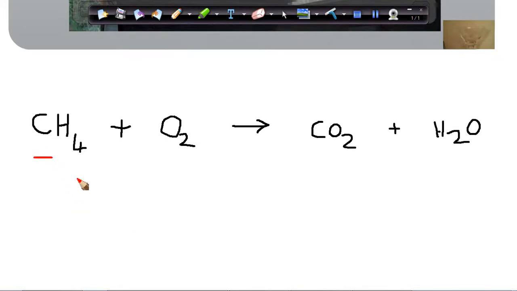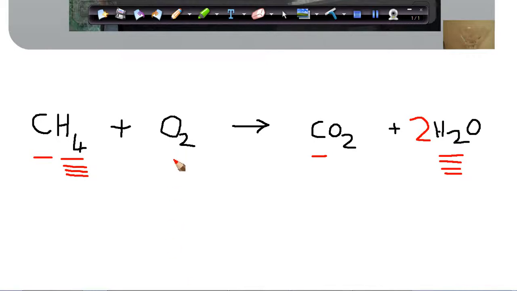So I've got one carbon here, and on this side I've got one carbon. Well, that's a good start, don't have to do anything there. Now we've got 4 hydrogens, H4, and on this side I've got H2. So I'm going to need twice as much, put a big 2 in the front. Now I've got 4 hydrogens here, H4, I had 4 here to begin with. So 4 hydrogens here, 2 lots of 2 means 4 hydrogens over here.